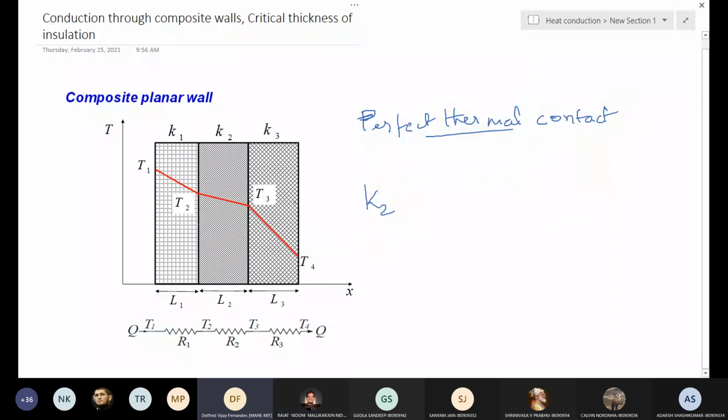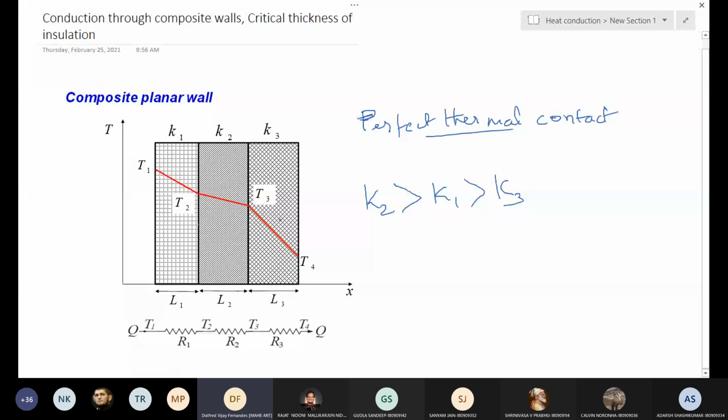Yes. So when the thermal conductivity is very low, the temperature gradient will increase. So K2 is the largest one. Then next, compare K1 and K3. K1 is larger, then K3. So this you could make out just by observing the temperature drop.